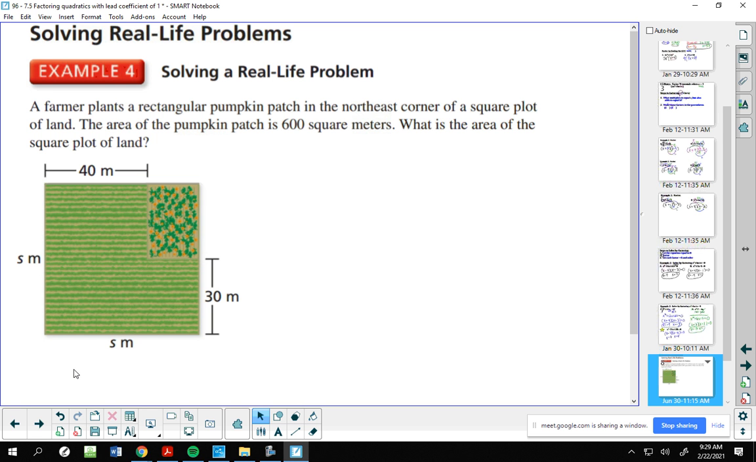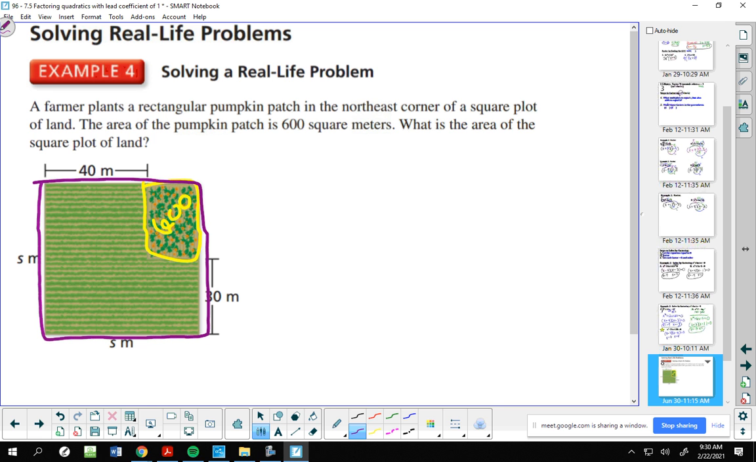Here's the pumpkin patch up here. You can barely see it. But the area of the pumpkin patch is, right here, is 600 square meters. What is the area of the square plot of land? Well, right now, we know that it's S times S. That gives us this whole area. So S times S would be S squared. So that's the area of the whole thing.